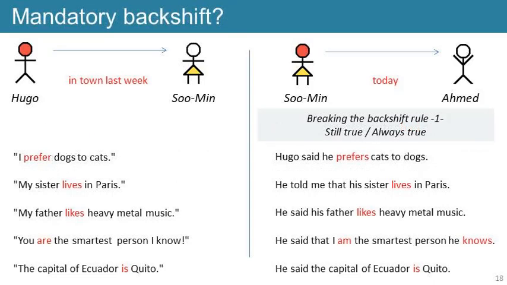Most native speakers have never heard the term backshift, and they almost certainly haven't learned the rule in school. In fact, there are 3 common contexts in which they break the backshift rule. The first breaking of the rule is in cases when the reporter knows or thinks the originator's words are still true or always true. See these sentences from previous slides.